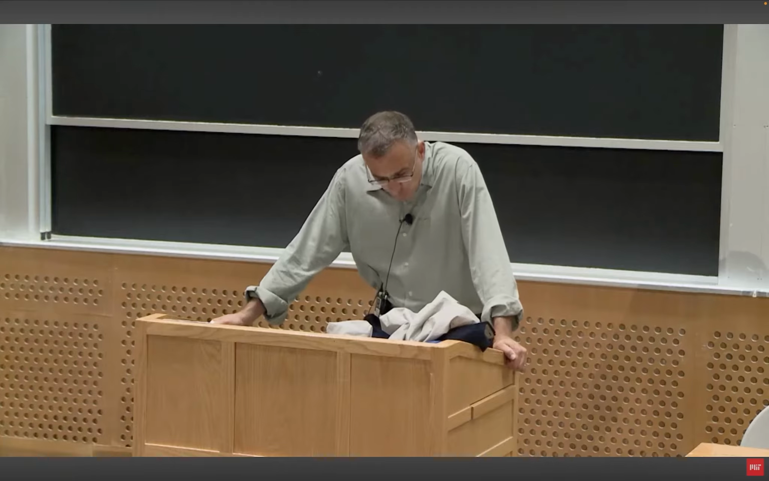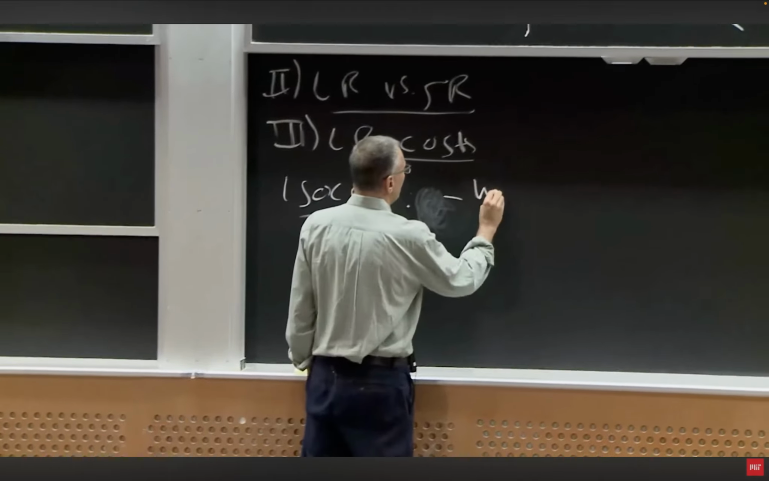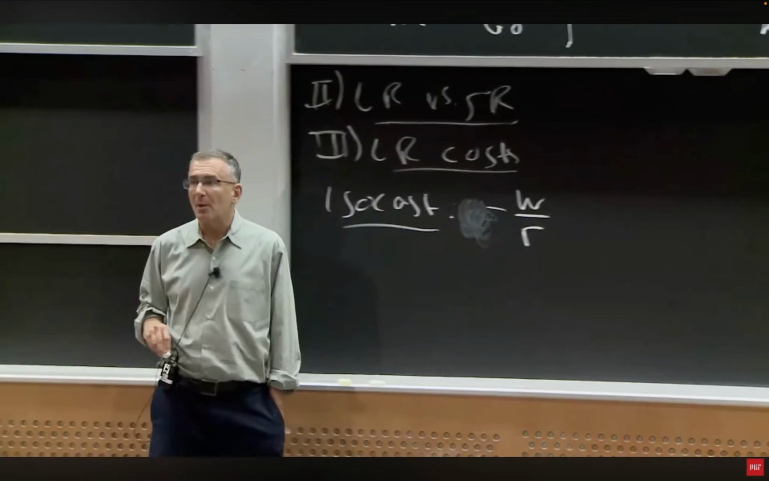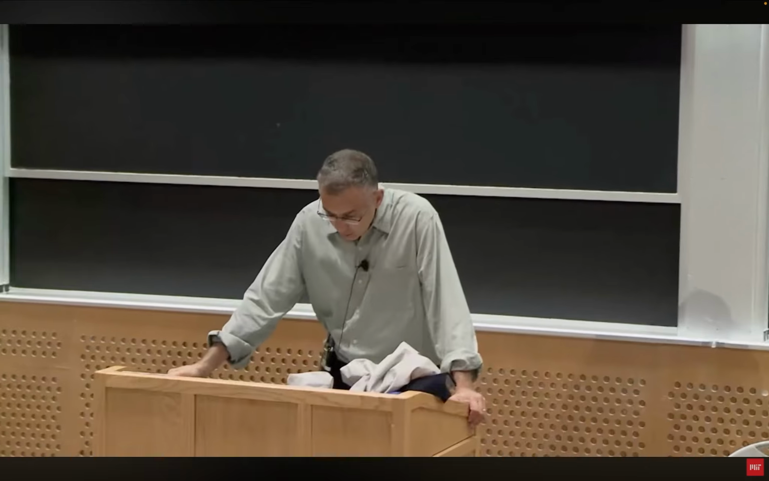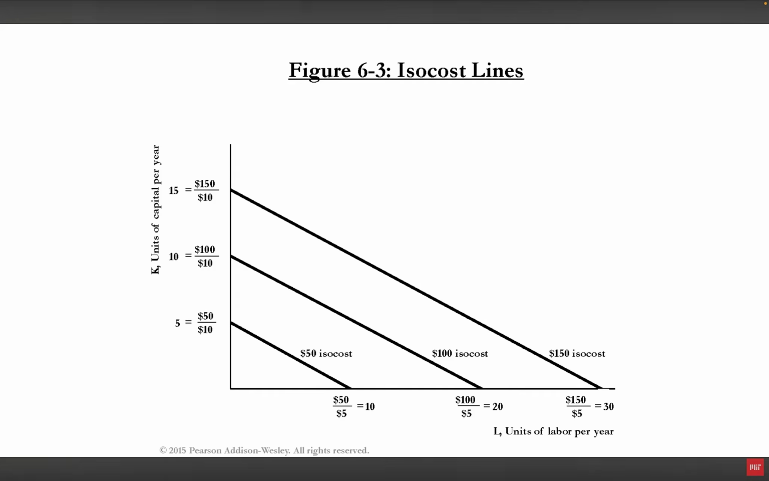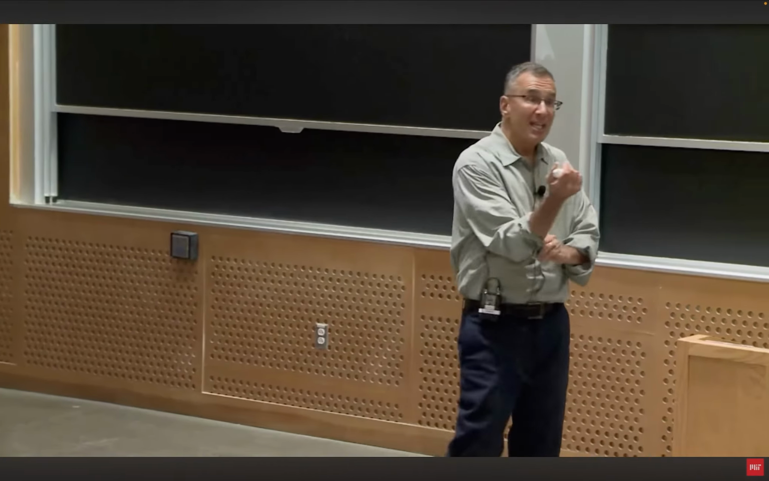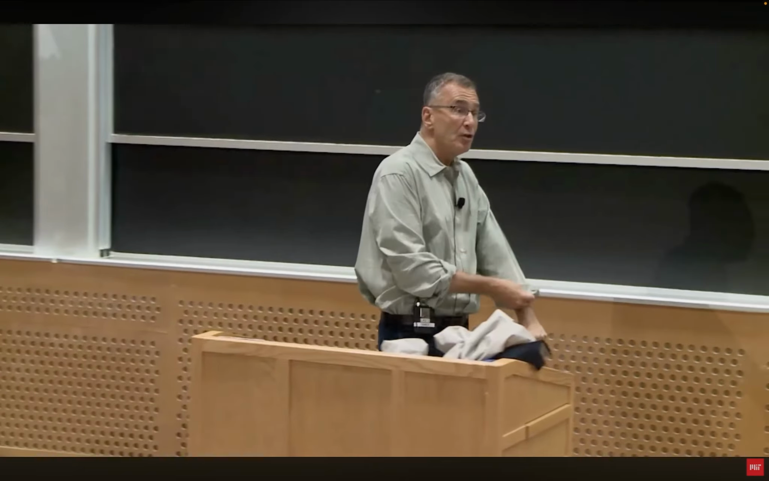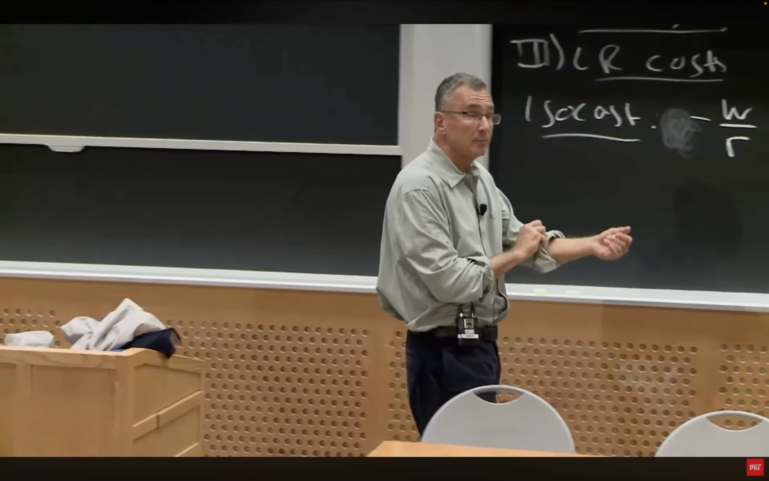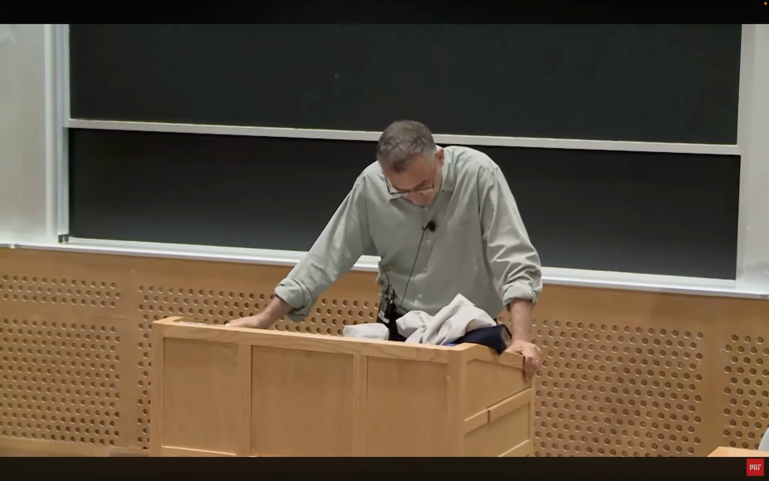And what is the slope of the isocost line? Well, the slope is minus W over R, minus the ratio of the price of labor to the price of capital. What does this say? This says that you have to give up half a unit of capital to get a unit of labor. It's back to opportunity costs. For a given total cost of production, if you want one more worker, you're going to have to give up half a machine. So that's the slope of the isocost line.